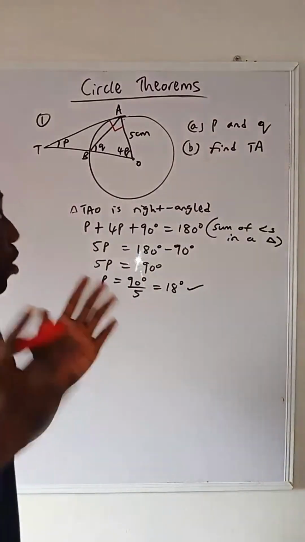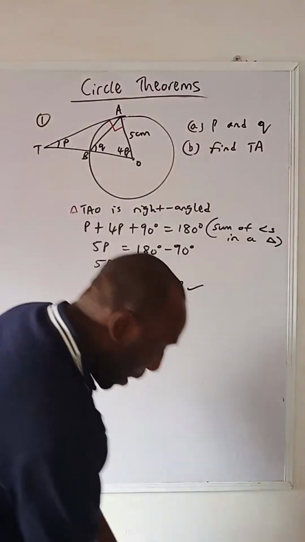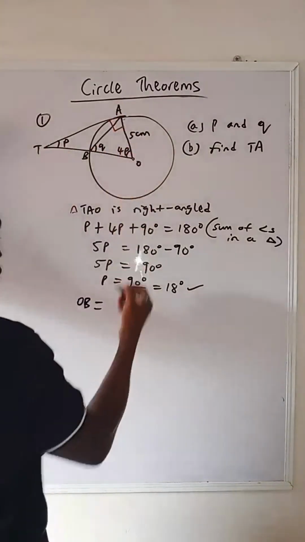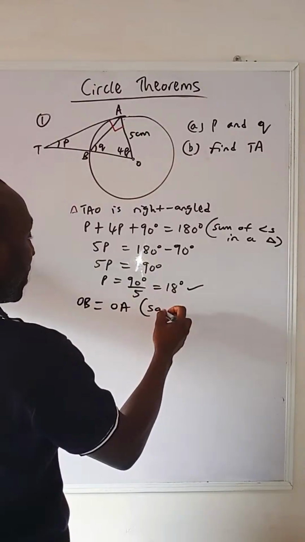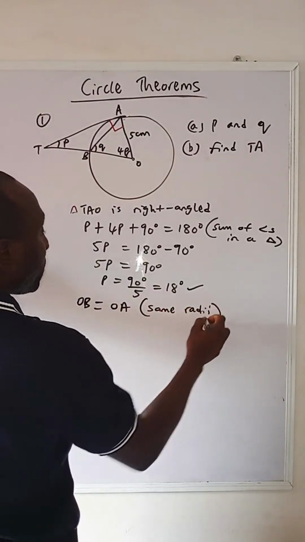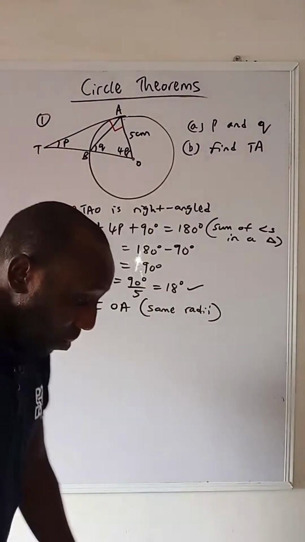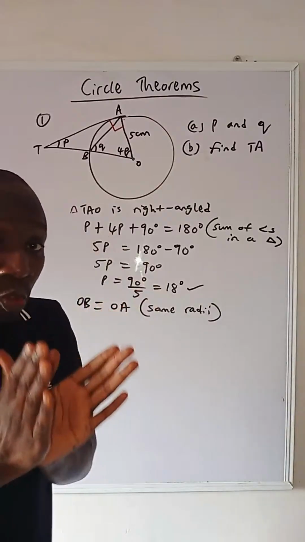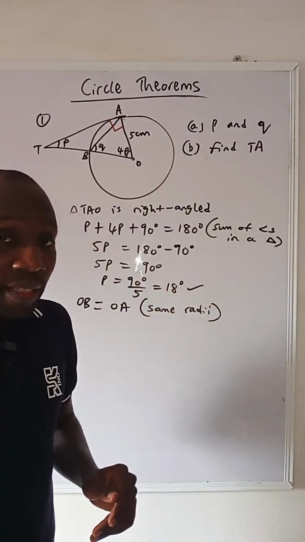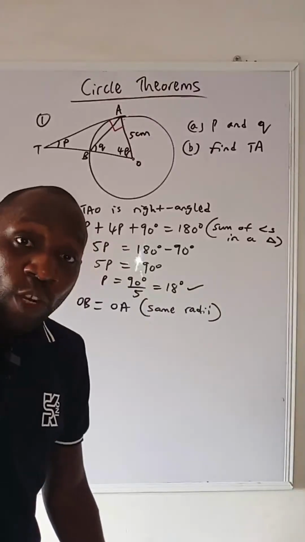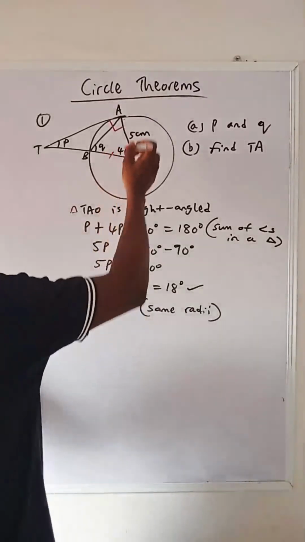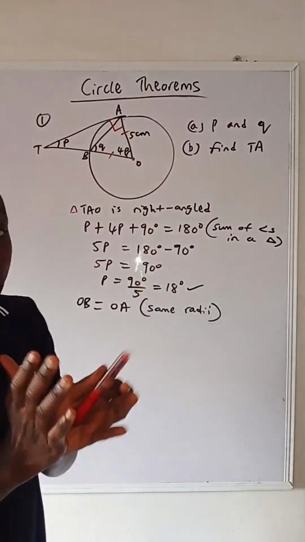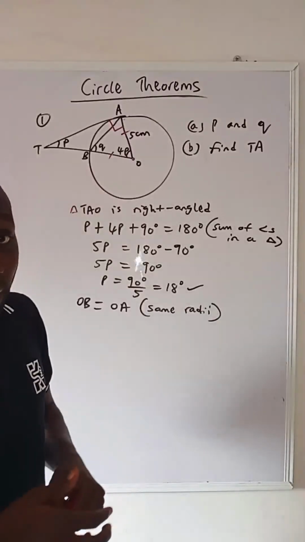But before that, I want to give you a clue. Do you know that OB, from O to B, is equal to OA? In brackets, same radii. Many people don't know this. If you have a triangle in a circle, and that triangle is bounded by 2 radii, that triangle is isosceles. You will not be told at all. So OB and OA are equal. Since both sides are equal, that makes an isosceles triangle, right?